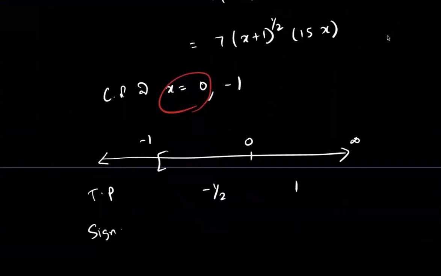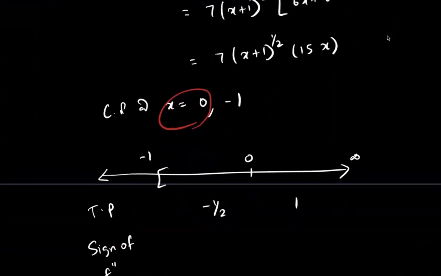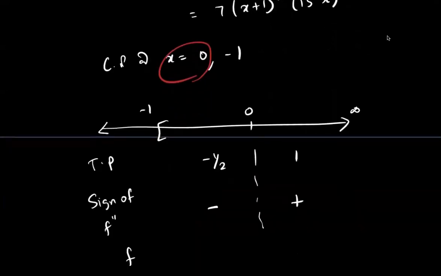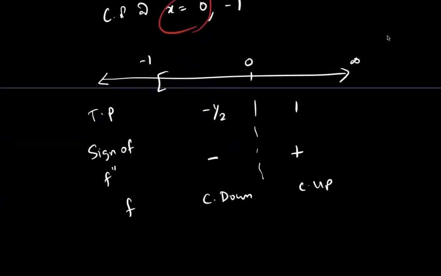Then I check the sign of f double prime. So at −1/2, this will make it negative. And if I do 1, this is positive. Which makes my f go from concave down to concave up, making this an inflection point.